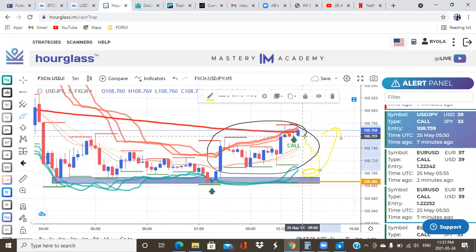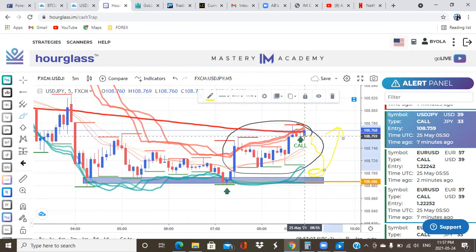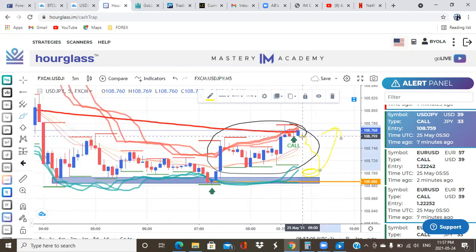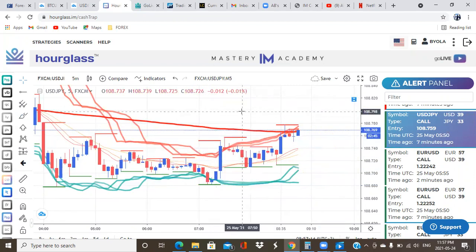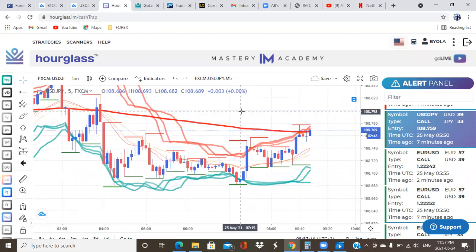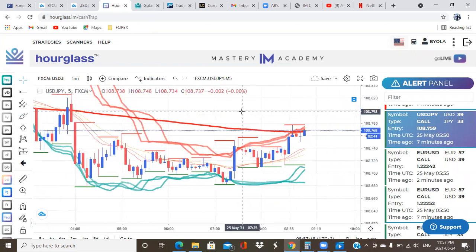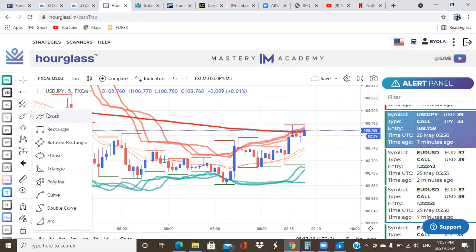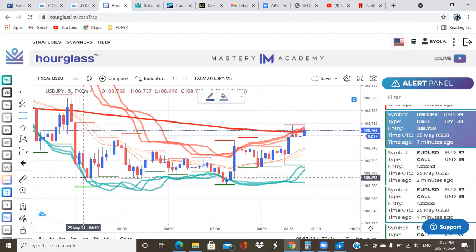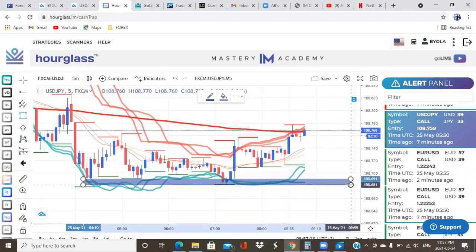Must it be this particular area? What if, for instance, a dynamic support appears before then? Can you consider that? Yes. Are you hearing me? Yeah, I can hear you. Hello? Good, I can hear you. Can you hear me? Yeah. So I said, must we wait to get to that level? Because that level is already done.